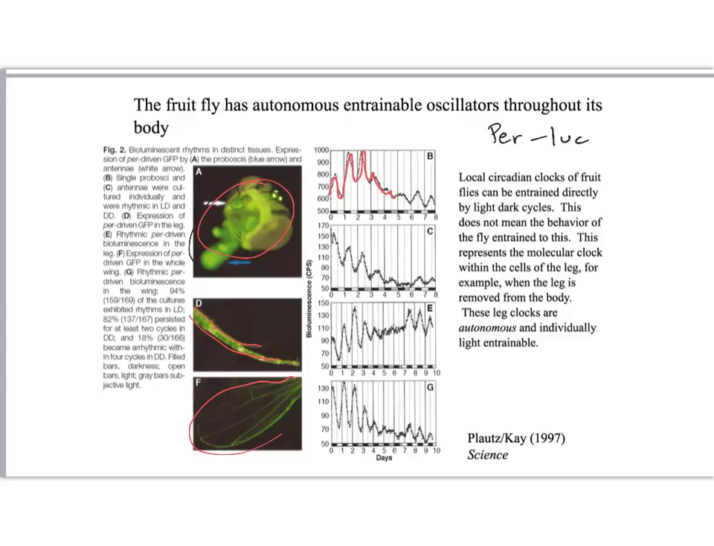Not only does this demonstrate that they have a peripheral clock, which by now should not be a big surprise for you because even we have peripheral clocks. However, the very striking part of this is that they can be entrained by the light-dark cycle, which is shown below, independently. In other words, you can shine light-dark cycles to the wing, to the antenna, to the head, and each one of them will be entrained to those signals. So that means that not only do these parts of the body have the clock, but they also have the input, the molecular input necessary to synchronize that clock.